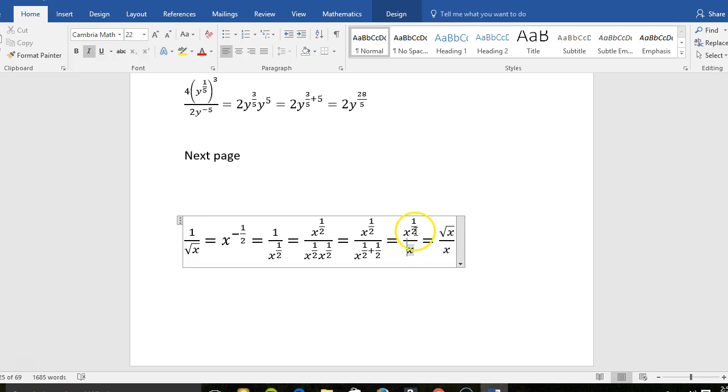But remember, let's go back to radical form. X to the 1/2 is the square root of x, by definition of what it means to raise something to the 1/2 power. That just means the square root of x by definition. So we just have radical x, the square root. So square root of x over x. And there's that.